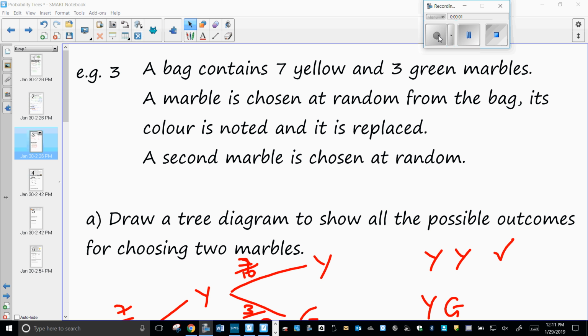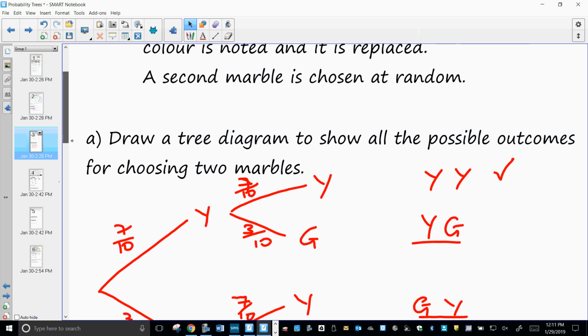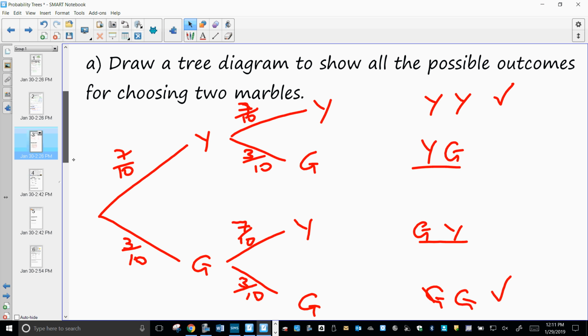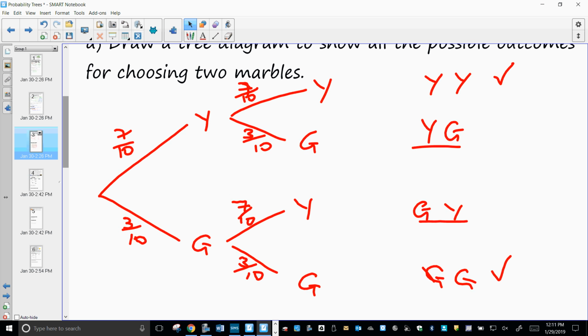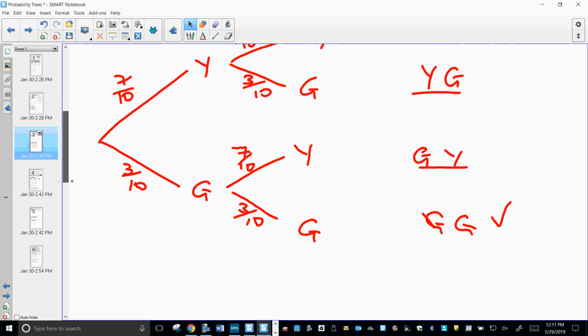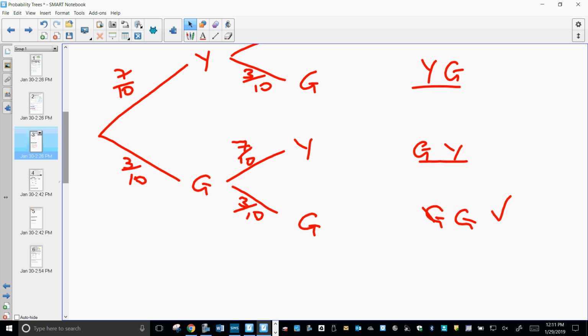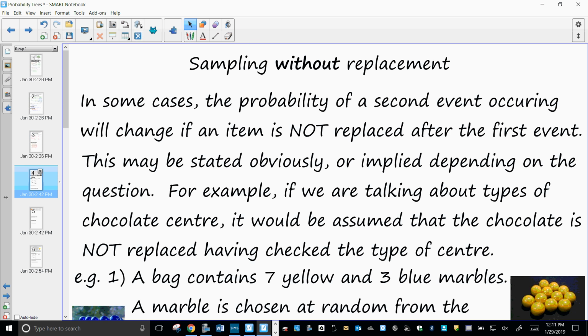Example 3, we've been through this together, but just to remind you what the values were, this one we did in fractions, but you can change it to decimals if you wish, but be careful that they are recurring decimals.